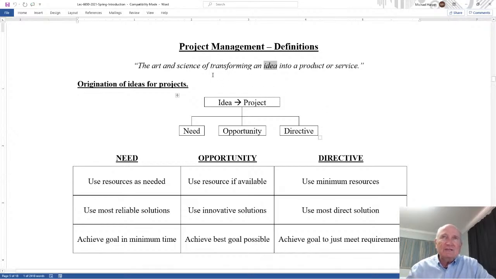The other 2 words are art and science. Well, there is a science to it. And we'll be looking at the mathematical part, the quantitative part, even the qualitative part. There is a science to it. But that science doesn't define success in a project. It's also an art, which means the more you do it, the better you get at it. And you have to do it more and more and more in order to do it well.